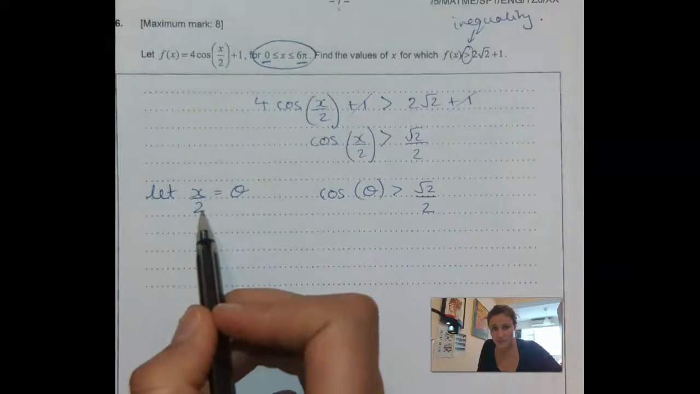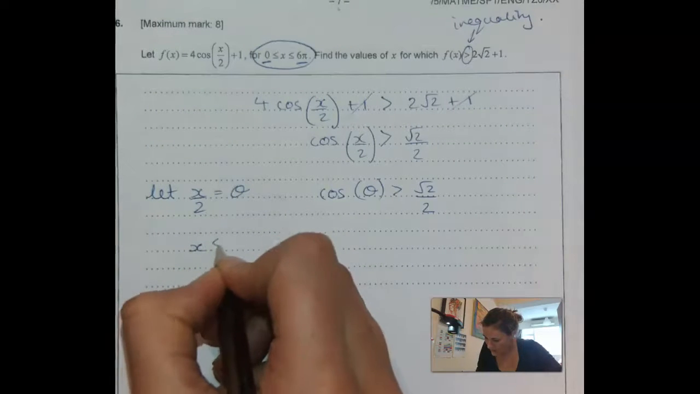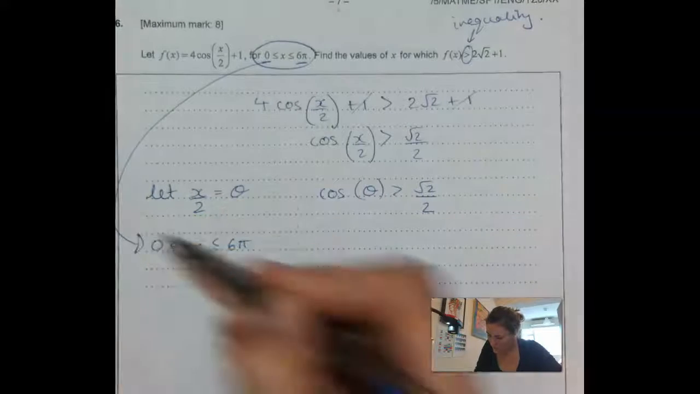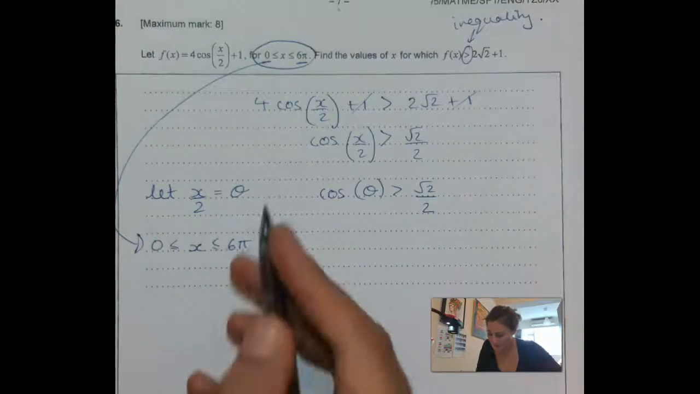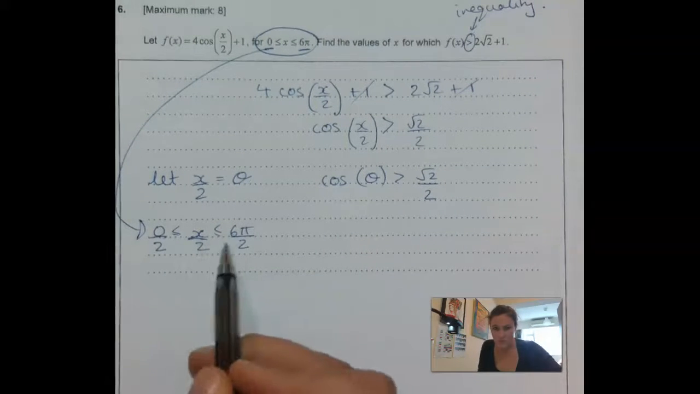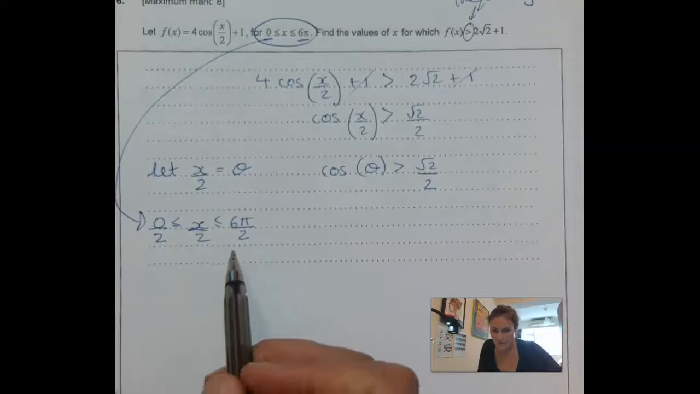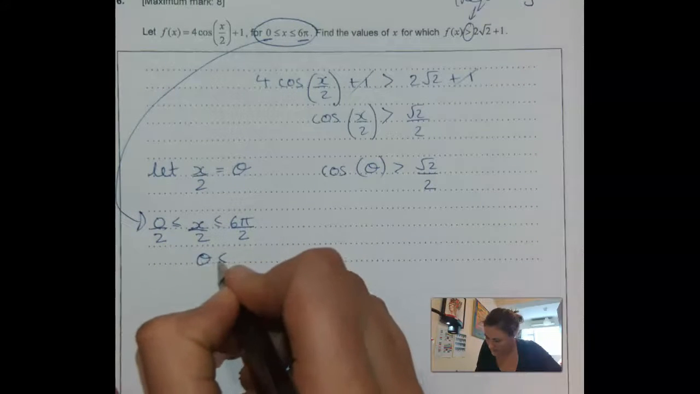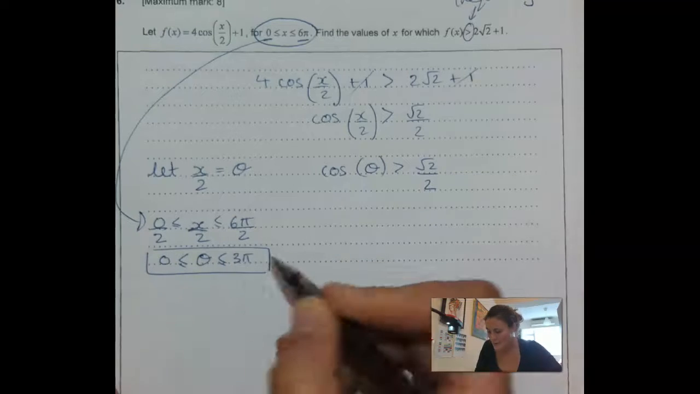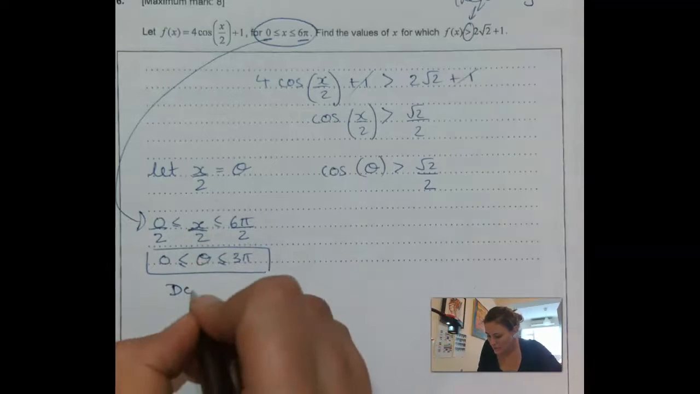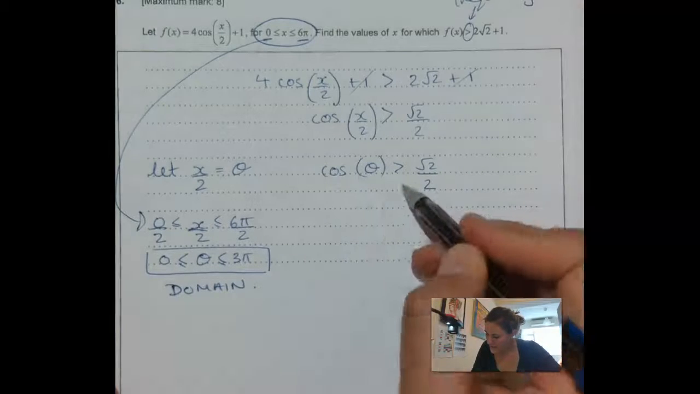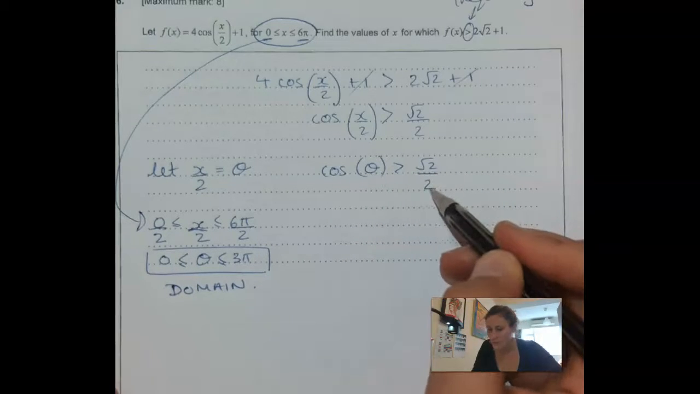And because we've changed our variable there, we need to also think about that effect on the domain. So from up here, we've got that x is between 0 and 6 pi, which means x over 2 will be both those endpoints over 2. Now, x over 2 is our theta, so theta will be between 0 and 3 pi. And that is important, we do need to consider the domain to make sure that we're getting the correct values. Alright, so let's go back to this. Cos theta is greater than root 2 over 2.